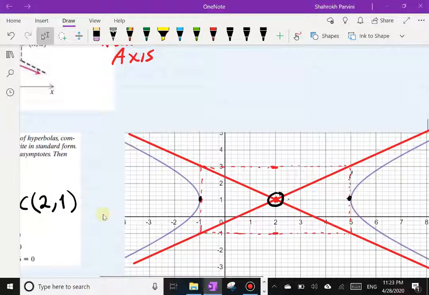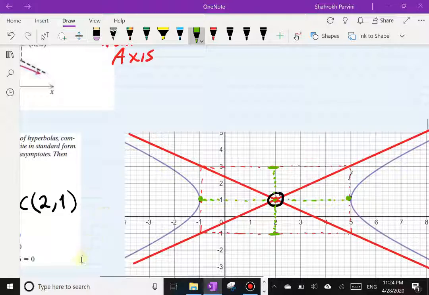So from the center again here, you go to the right 3, and then you go to the left 3. So that's how you get these vertices. And then square root of 4 was 2. So from the center, you go up 2, and then you go down 2. And then here I have 1, 2, 3, and 4 points.